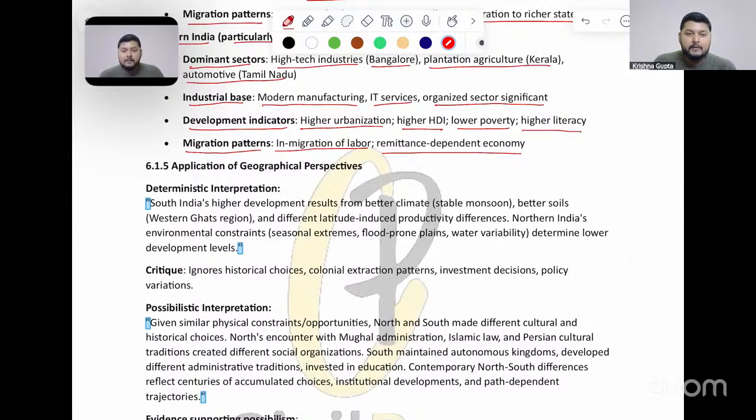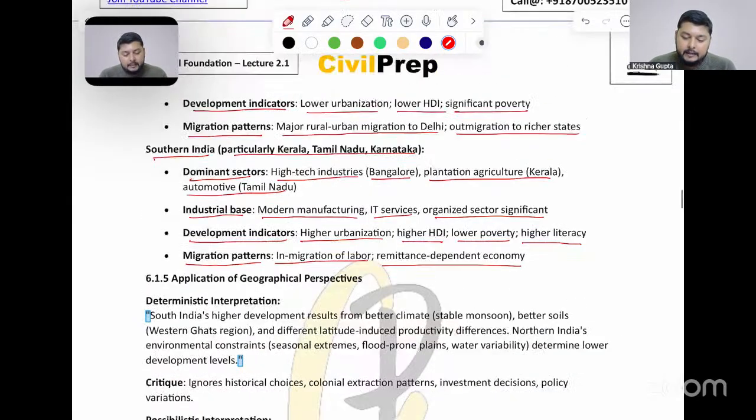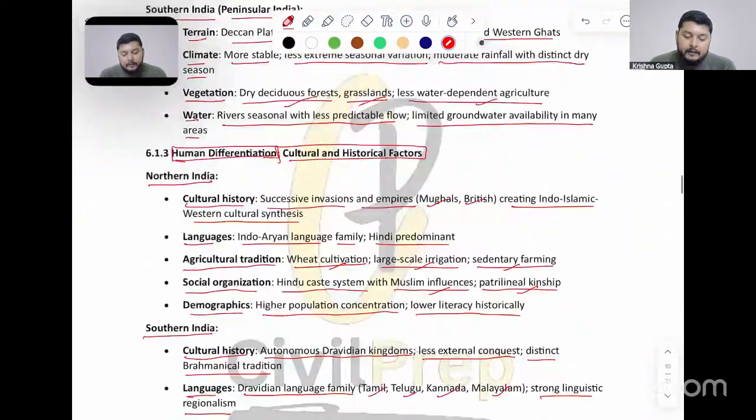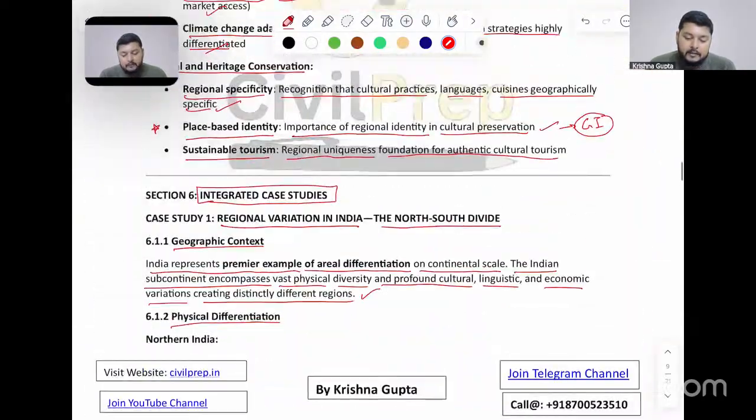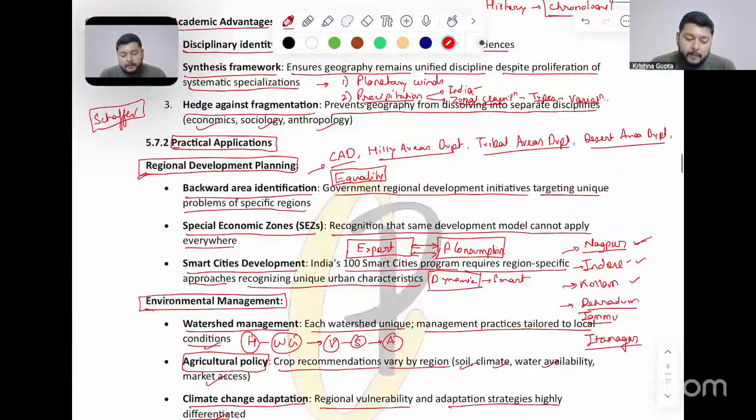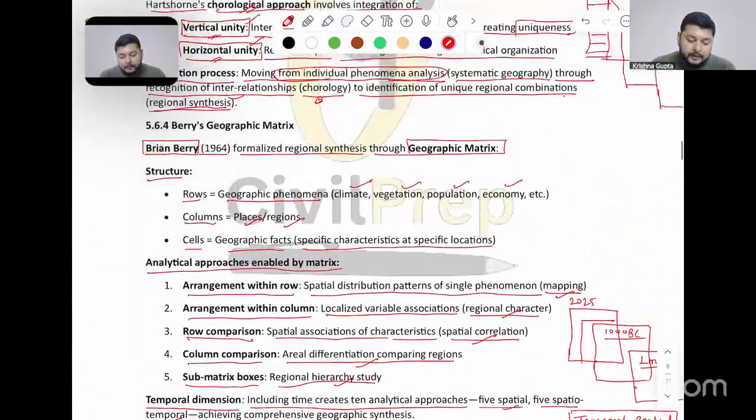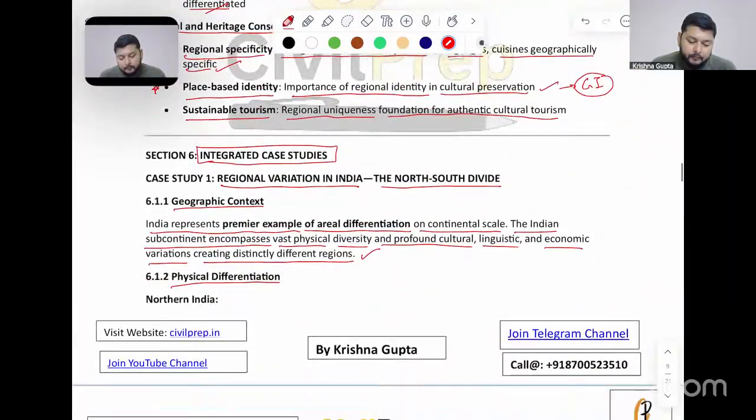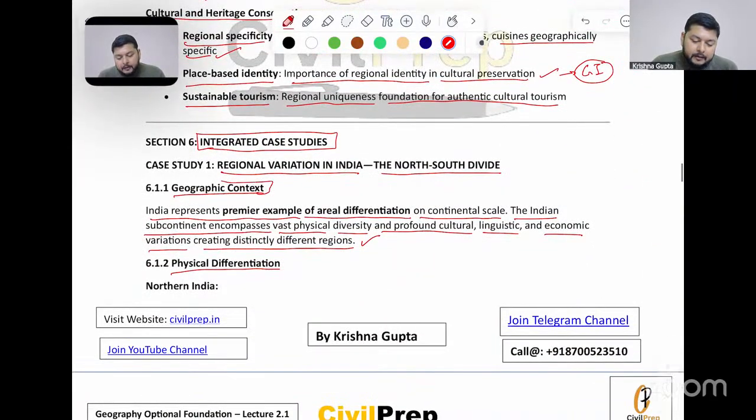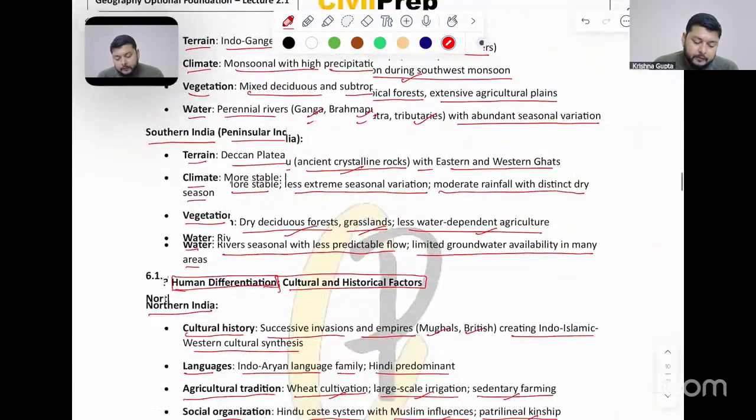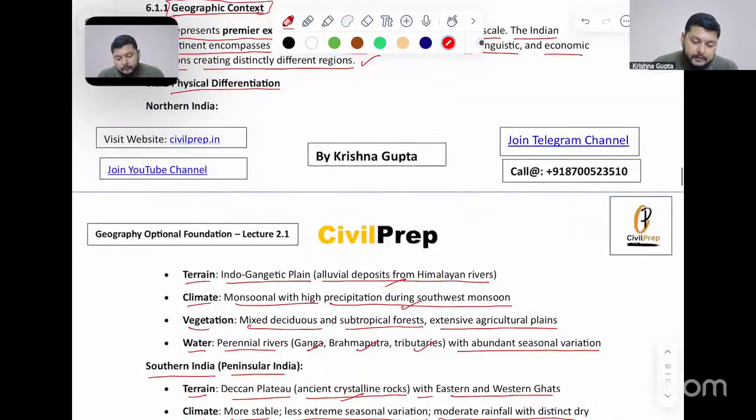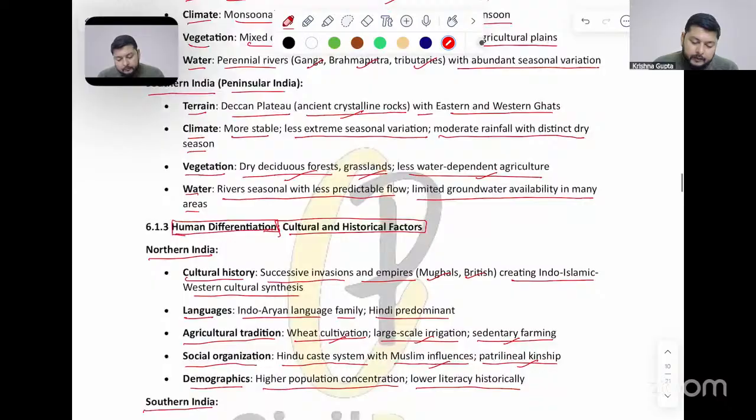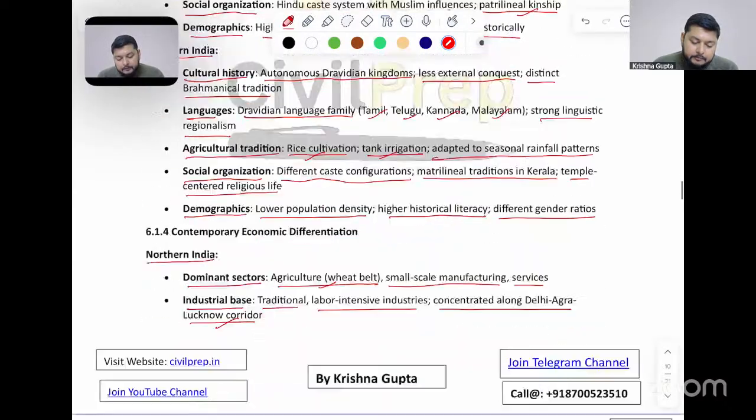So this is one of the parts where we see a regional study with respect to the different parameters, from the geographical context to the physical aspect, then human differentiation.